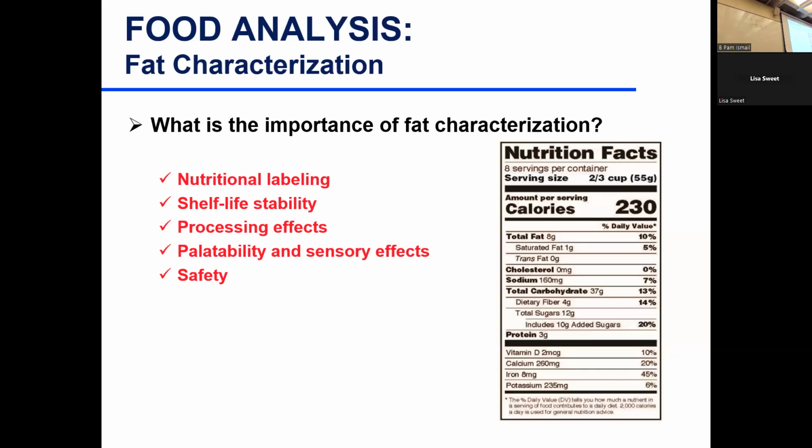Processing effects. I want to introduce some processing effects. Can you give me an example of processing that involves oil? What is very common? What does McDonald's sell? Right. So deep frying. What happens to the oil when you deep fry? You put your wet potatoes, high moisture content, in the deep fryer. What happens?